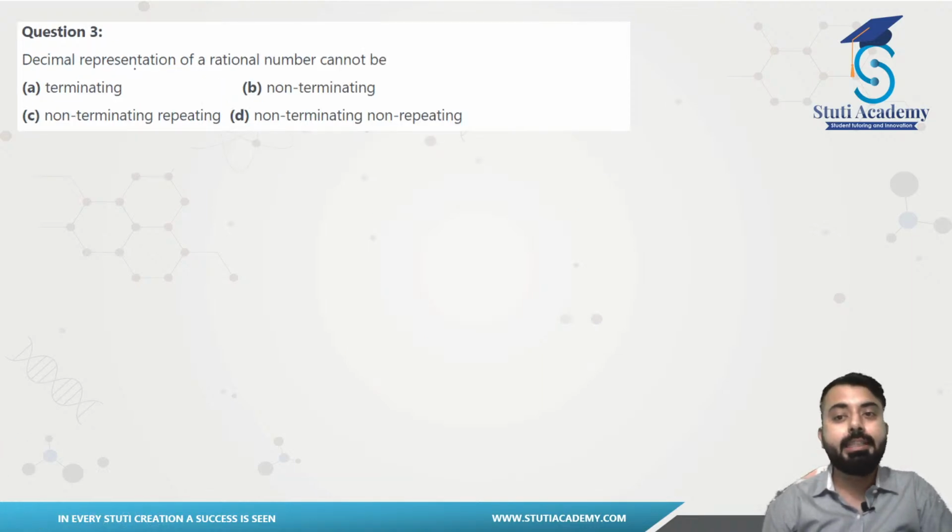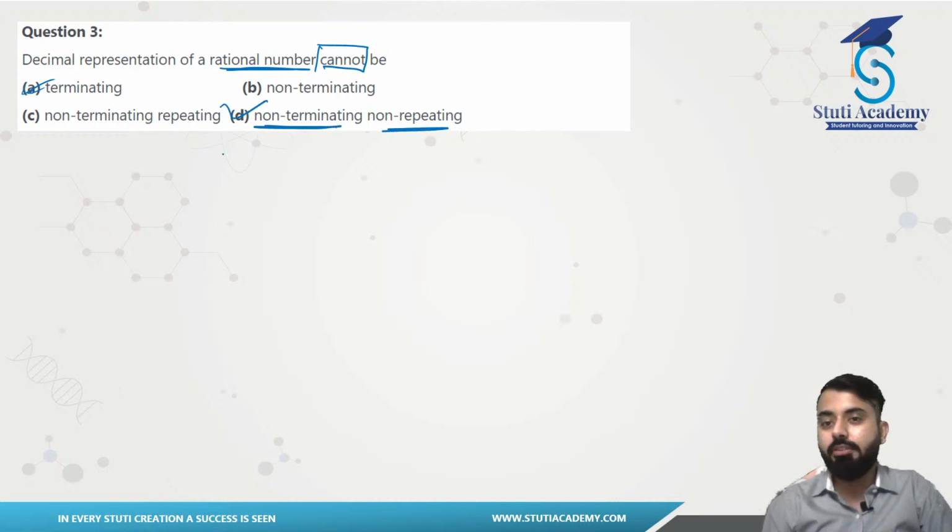A third, decimal representation of a rational number cannot be. You guys should be answering me this one real quick. It can be terminating. Now the case is here, it cannot be. That means the decimal representation cannot be of a rational number, sorry. You guys see, they can be terminating, true. Non-terminating, they can be non-terminating, but they have to be repeating. The thing that they cannot be is non-terminating and non-repeating. So that means D option is correct.